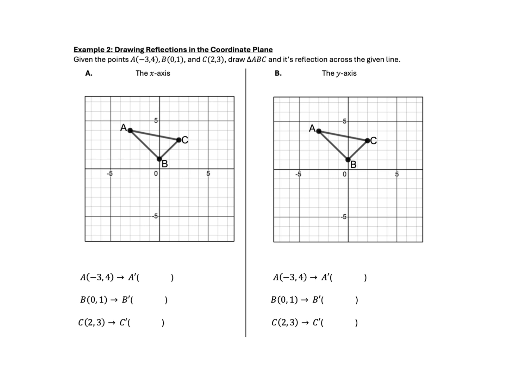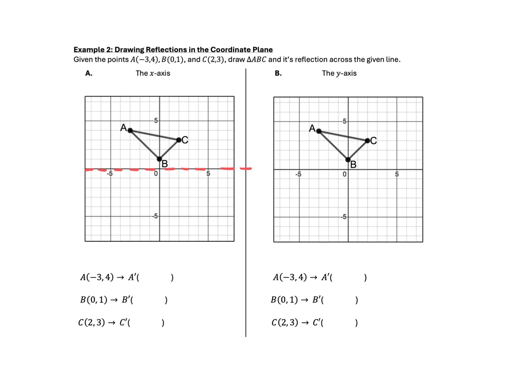Here, we are given the points A(-3, 4), B(0, 1), and C(2, 3). And we want to draw triangle ABC and its reflection across the given line. Let's start by reflecting across the x-axis. Here is the x-axis right here.